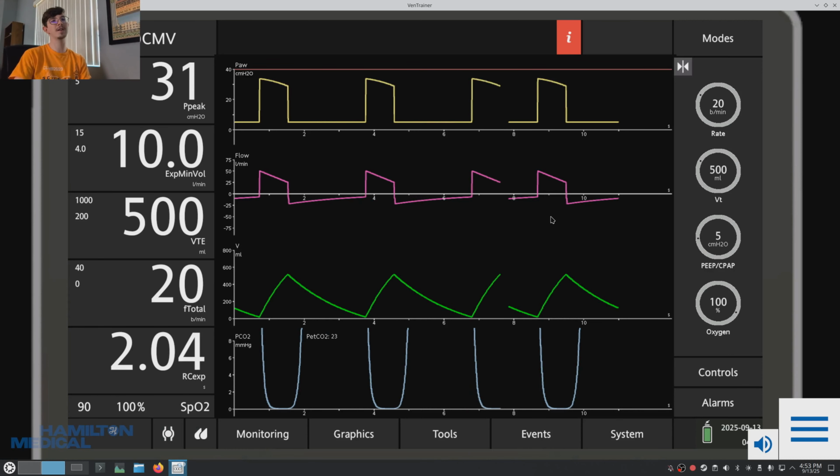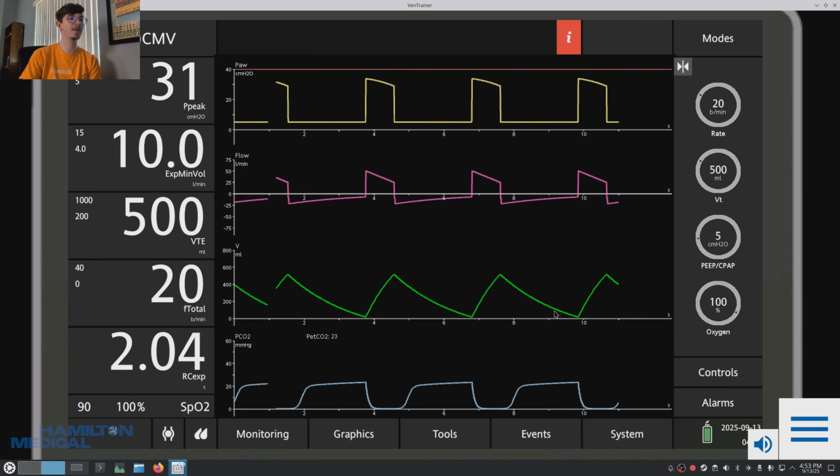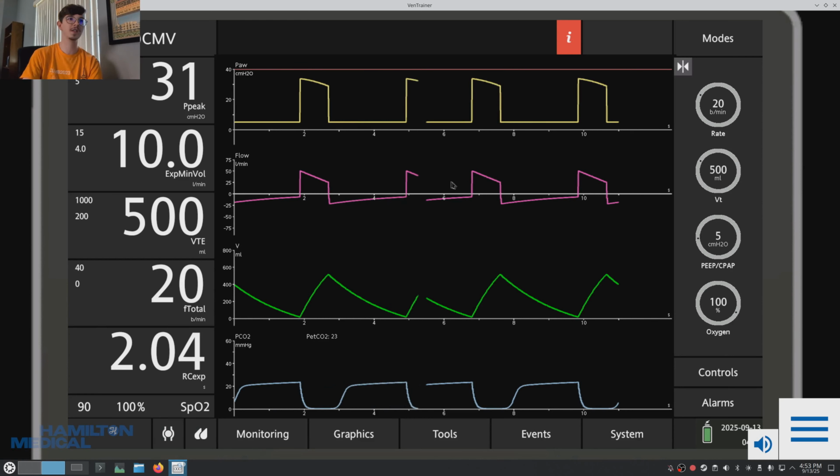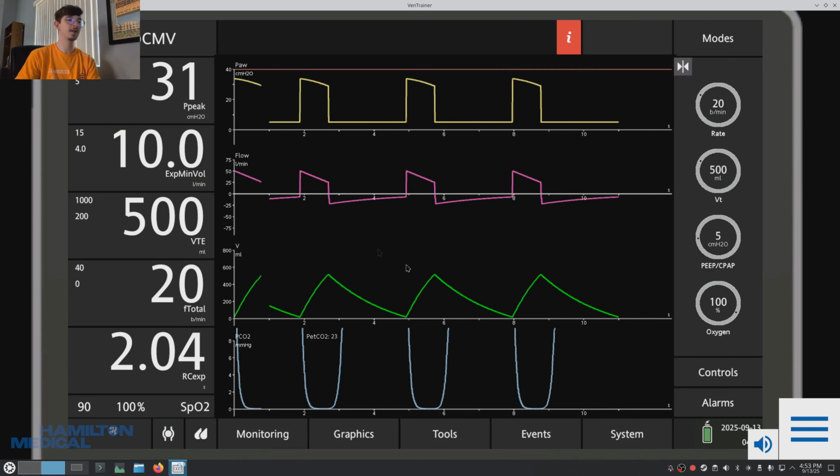I think it's better than doing a PowerPoint for the whole thing, because you can visually see what's going on. Of course, I can't replicate certain things. I can't replicate the secretions and that kind of stuff, but I can at least give you an idea of what's going on with the ventilator and how to actually control it.